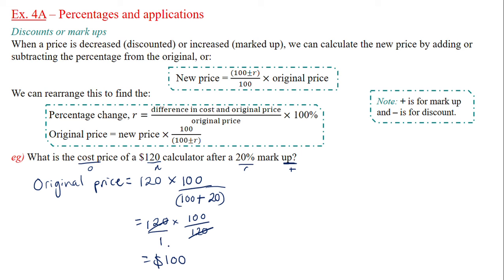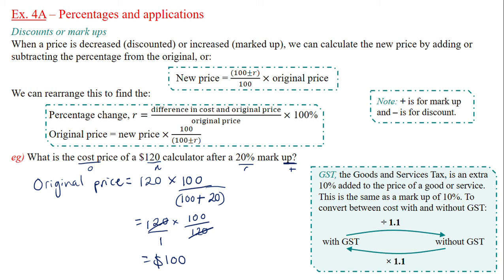A final note, which I'm not going to give an example for today, on GST. So the goods and services tax is an extra 10% added to the price of most goods or services. This is the same as marking up by 10%. To convert between cost with and without GST, there is a little flowchart here on the screen in the light blue box, so please make a note of that. If you have been given a cost with GST, you need to divide by 1.1 to give the cost without GST and multiply by 1.1 to go the other way.